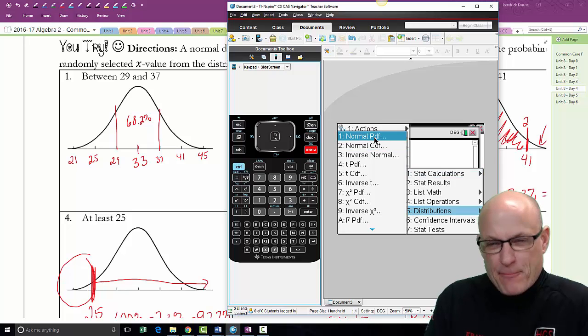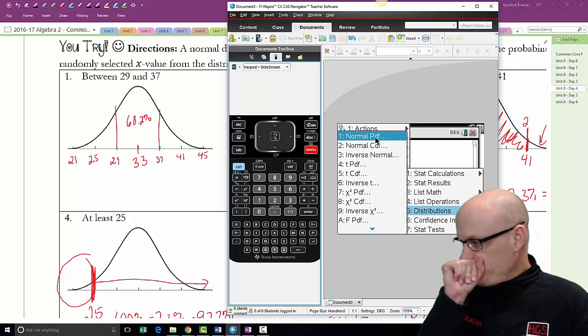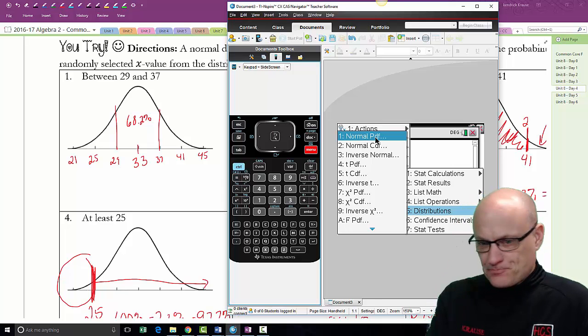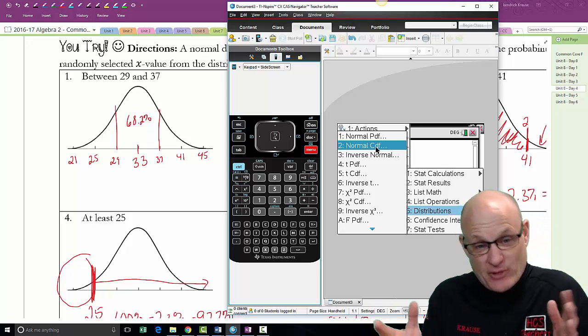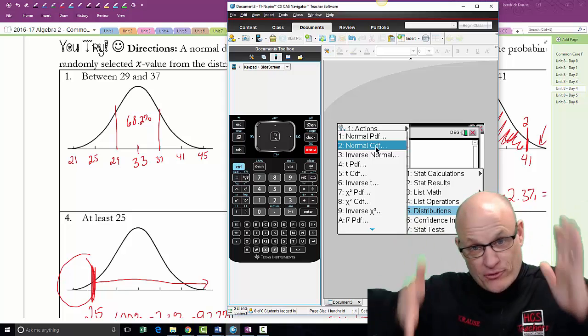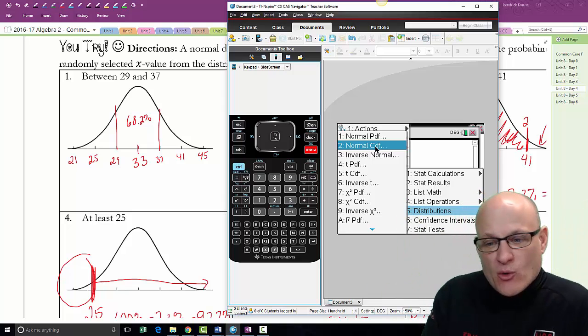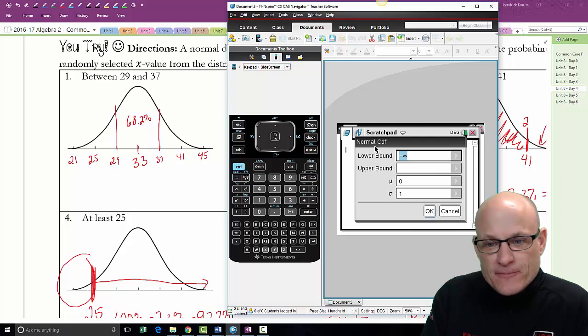So one is a point distribution. We probably won't use that one. This one stands for cumulative density frequency. Cumulative means they add up, and that's what I want to do. I want to add all those percentages up. So I'm almost always going to be using normal CDF, normal cumulative frequency.